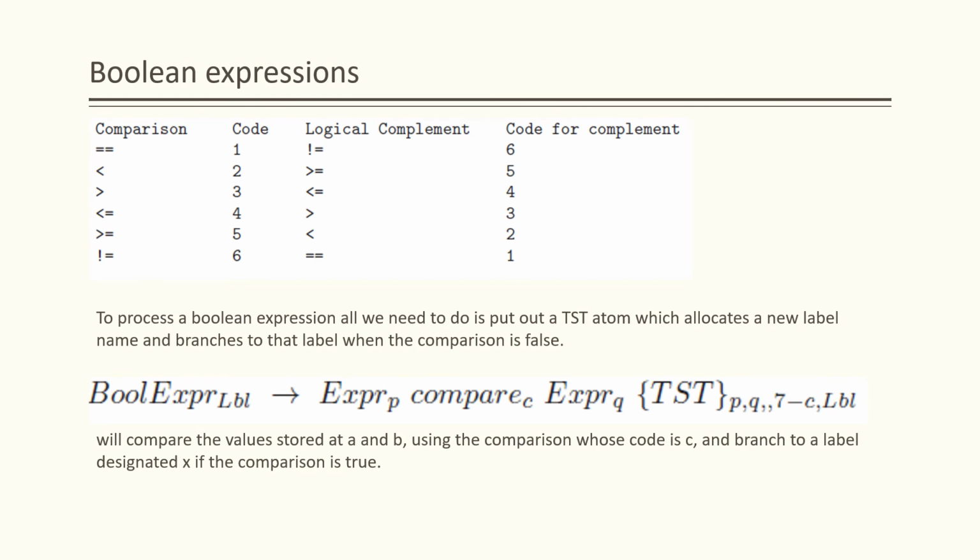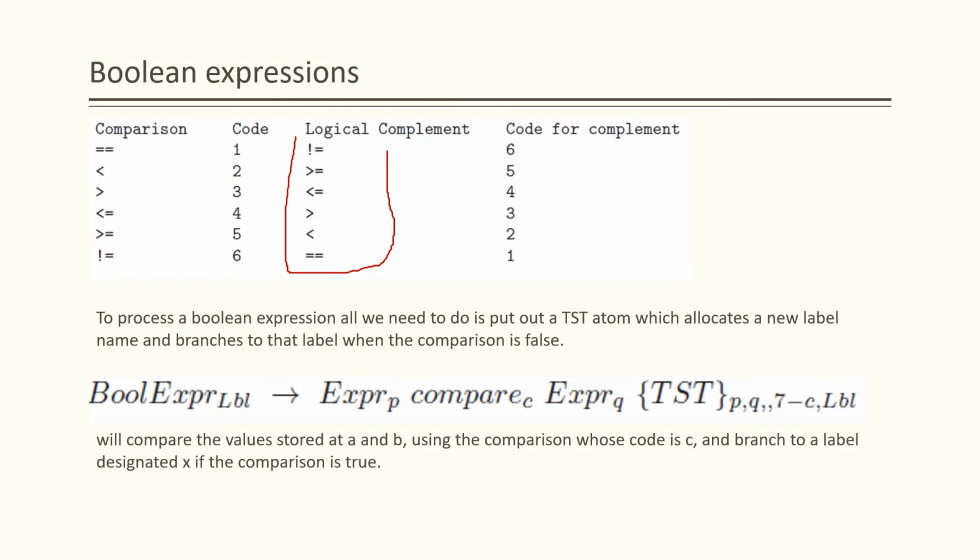So here are the Boolean expressions that we use. In this slide, we have the code for each of the comparisons. Equal is 1, less than is 2, greater than is 3, less than or equal is 4, and so on. We also represent the logical complement, with its code as well. This code is important when we want to write the attributed translation grammar.